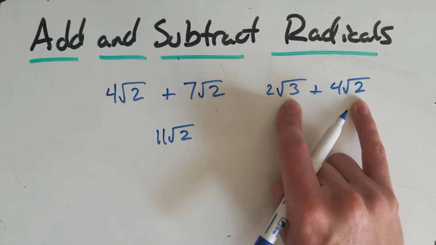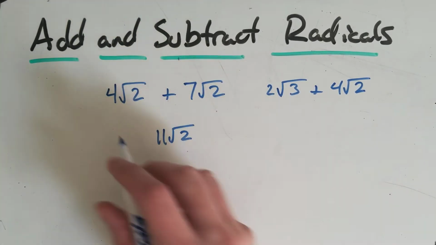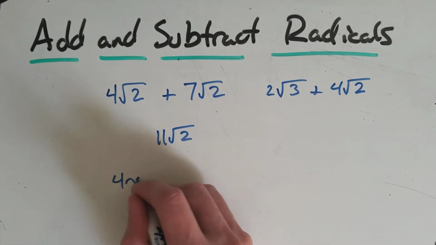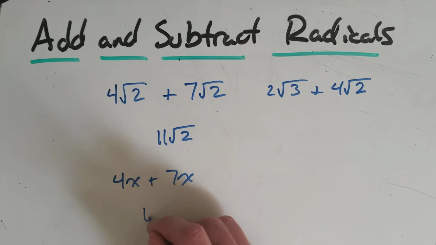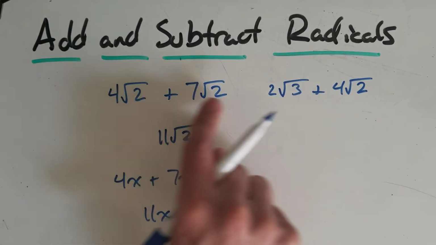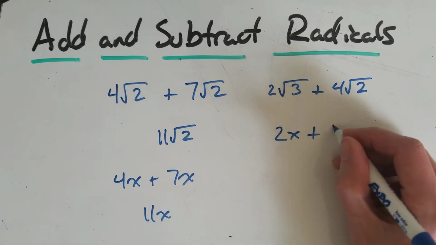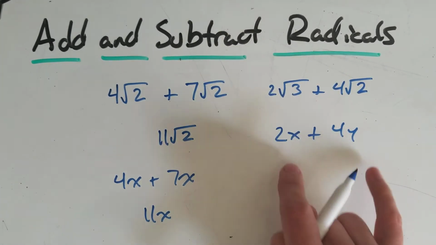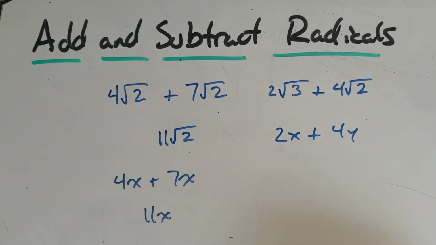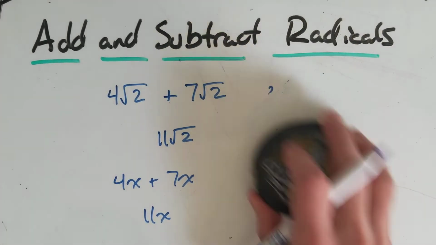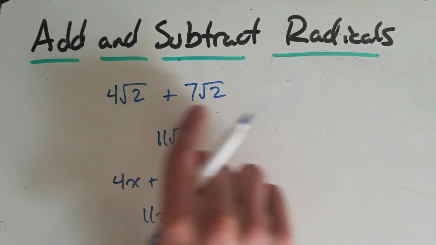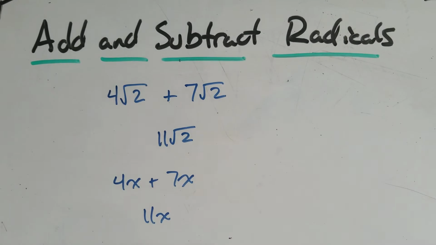You can kind of think of it like a variable. Over here it would be like 4x plus 7x is 11x. You have the same radicand, so you can combine together. Where over here, it'd be like 2x plus 4y. Different radicands, you can't combine them together. So our goal is going to be, when you have the same radicand, to combine them together, and then you'll be in simplest form.